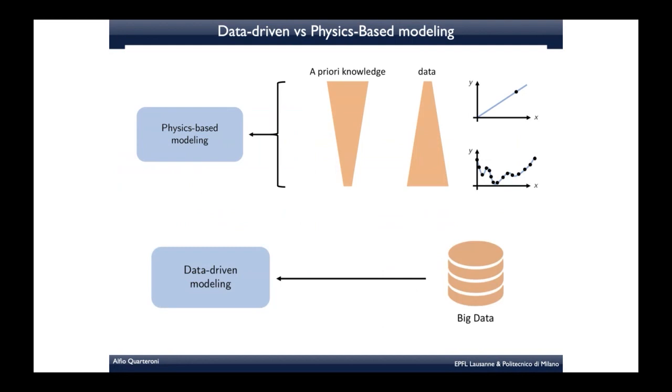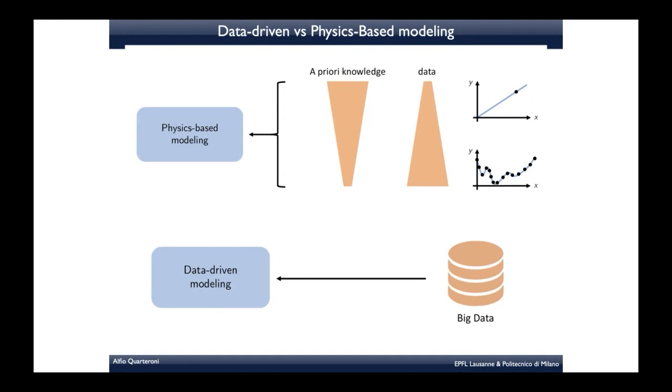Now, if you want to find a kind of very sketchy conceptual rationale, you can think that the physics-based models are those where you need very few data and a lot of knowledge, physical knowledge. On the other side, if you use data-driven models, you need big data. And actually, this is why data-driven models, artificial intelligence or machine learning, are so important today, because you have big data, right?